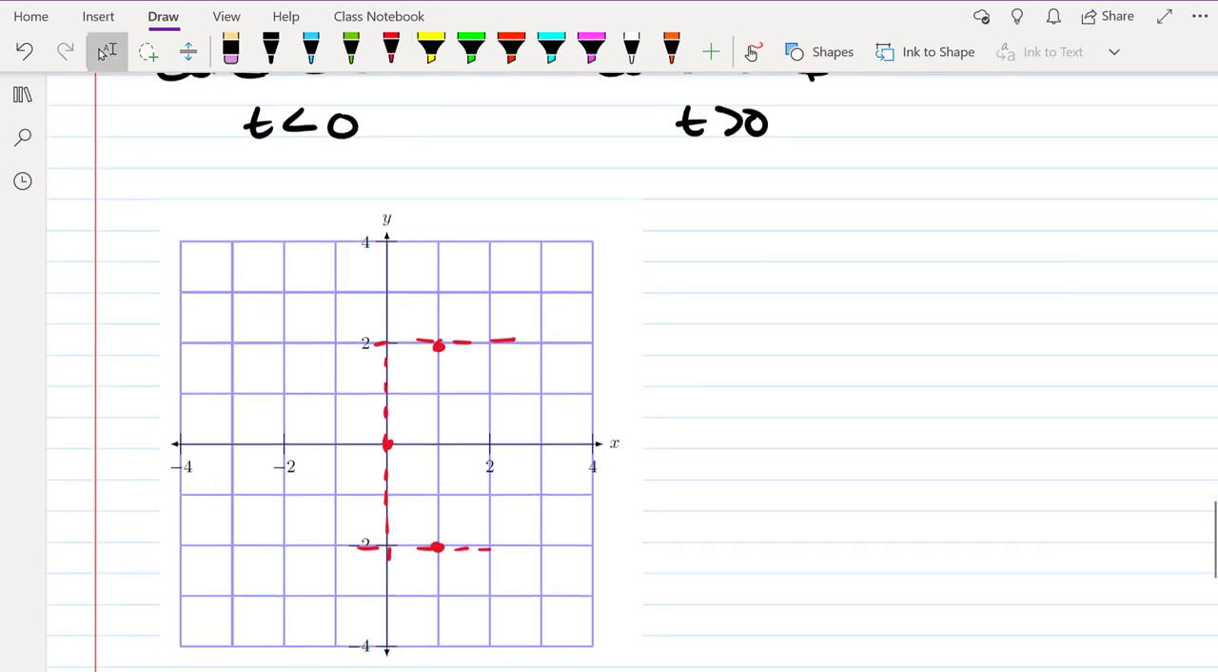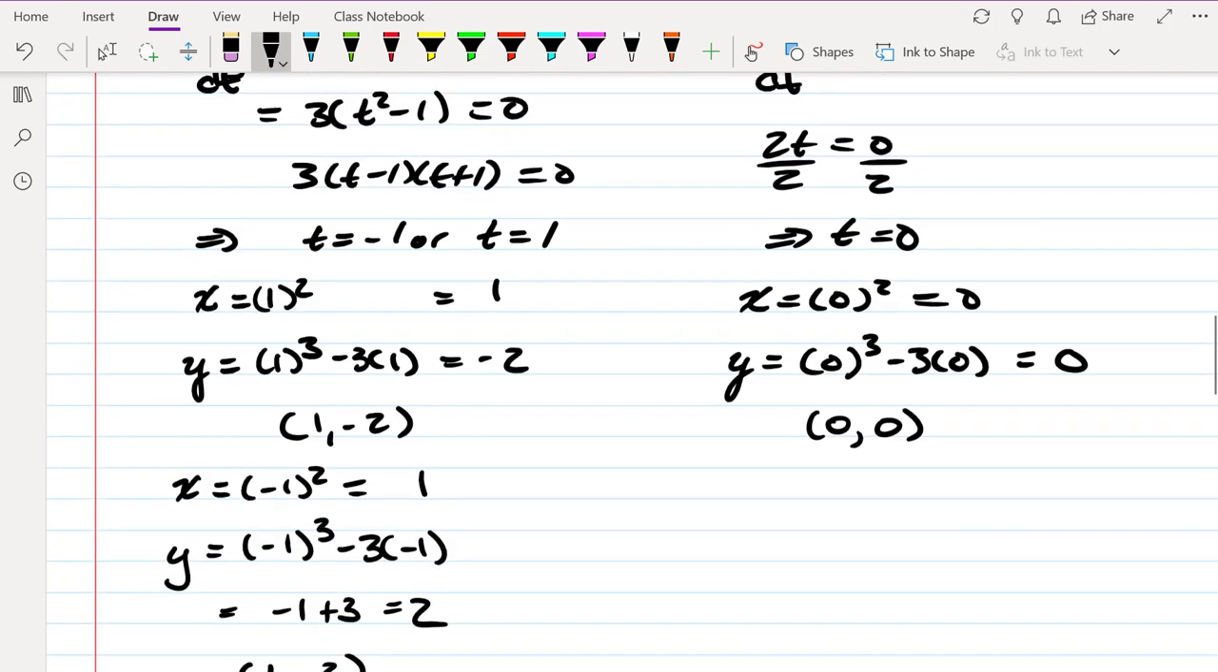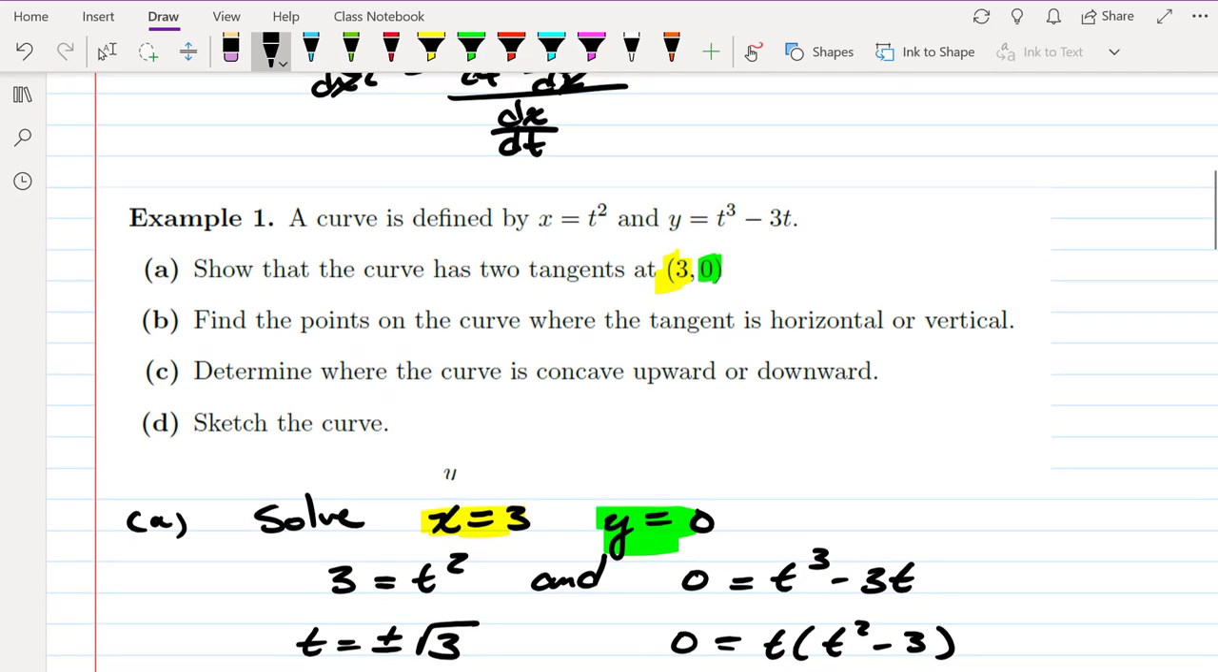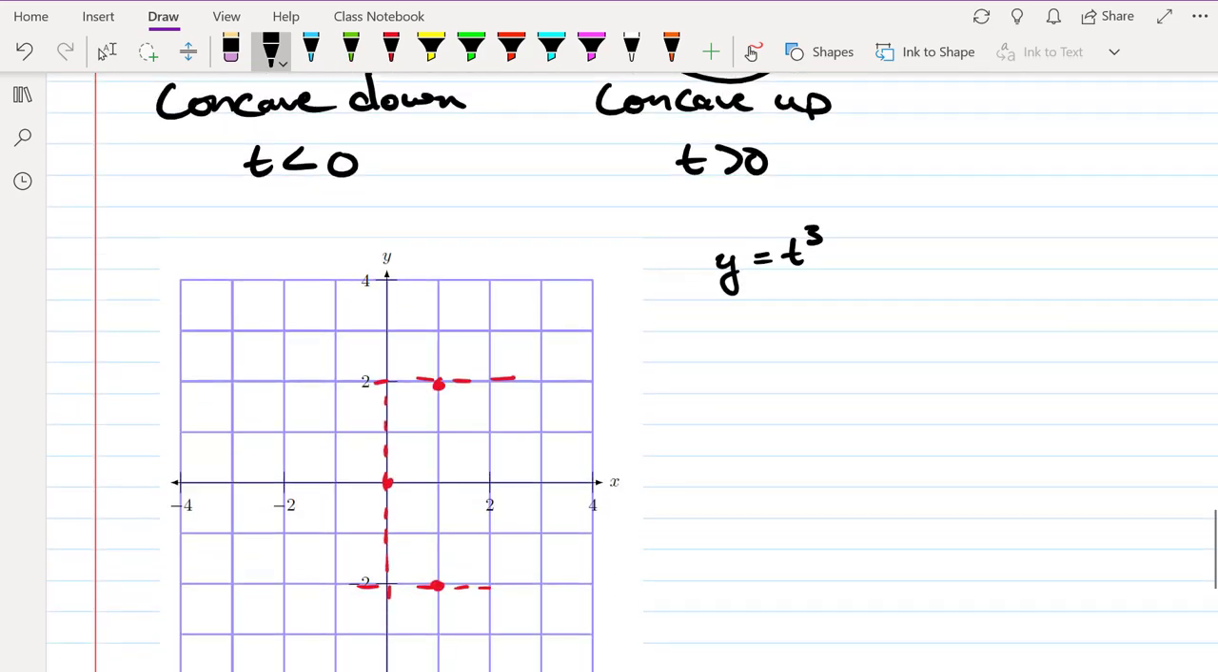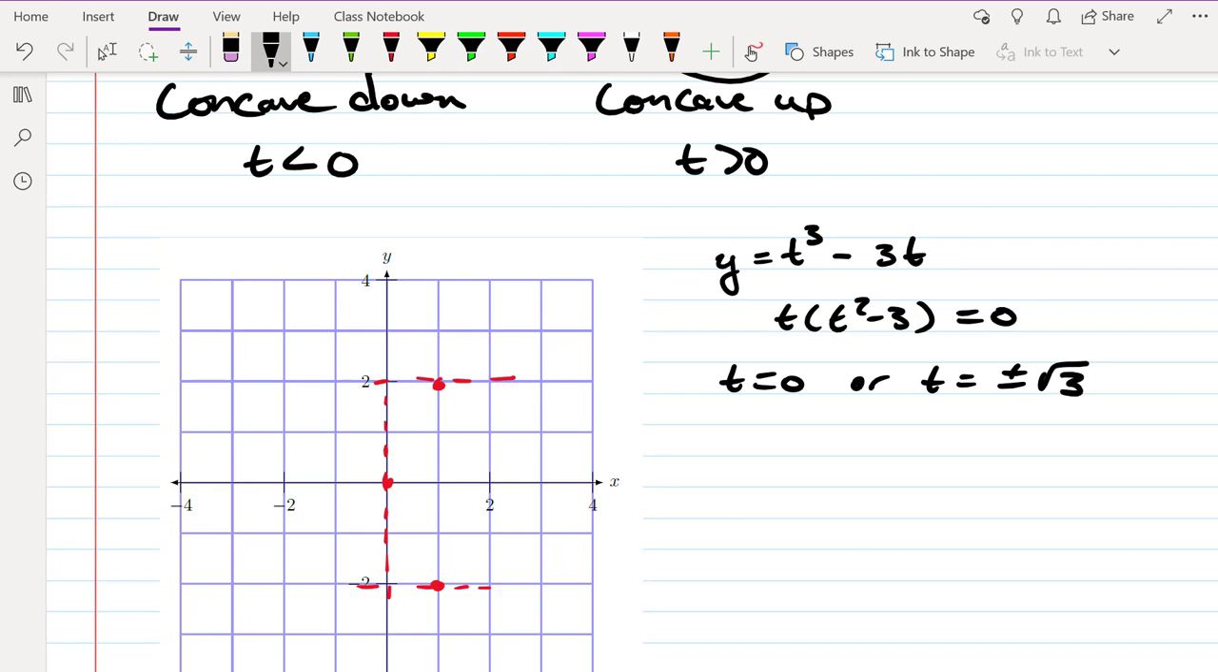And we could find our y-intercepts by setting y equal to 0. So y was equal to t cubed minus 3t. Factoring out our t, we get t squared minus 3 equals 0. So then our intercepts are going to be at t equals 0 or t equals plus or minus the square root of 3.